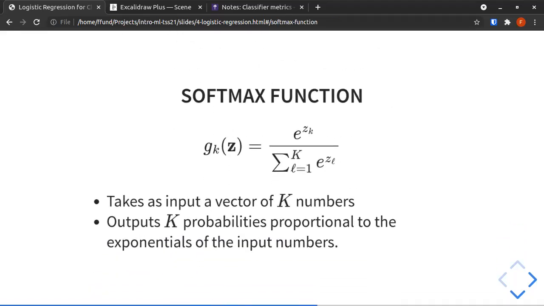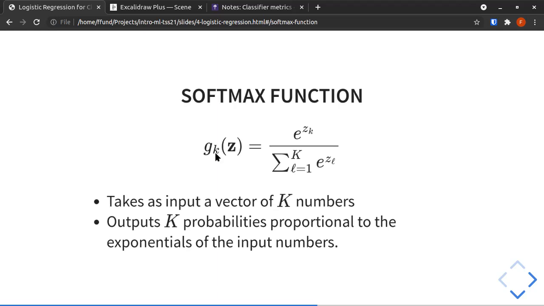Now, for the logistic regression for binary classification, we use the sigmoid function. And the output of the sigmoid told us the probability of belonging to the positive class. For the multi-class version, we're going to use a softmax function, which is very similar. The softmax function takes as input this vector z, which has k numbers in it. And it's going to output k different probabilities.